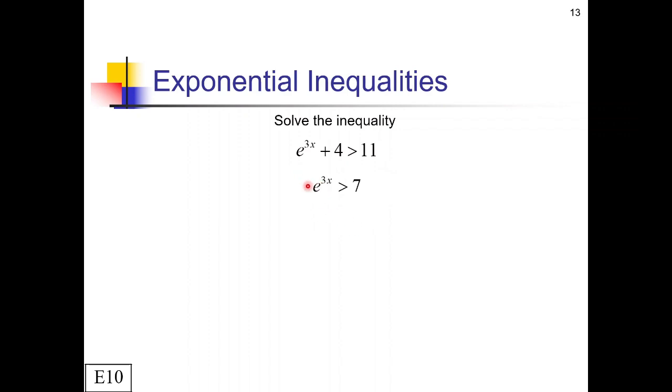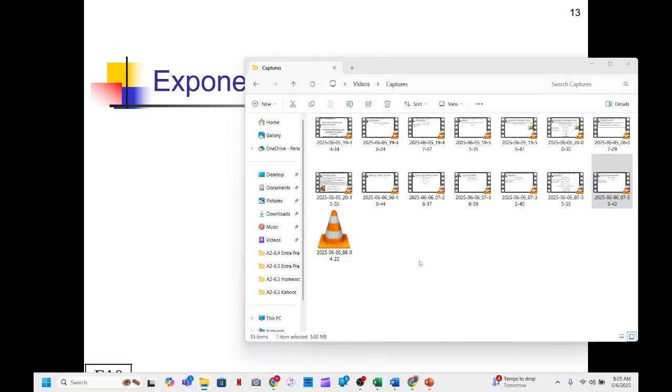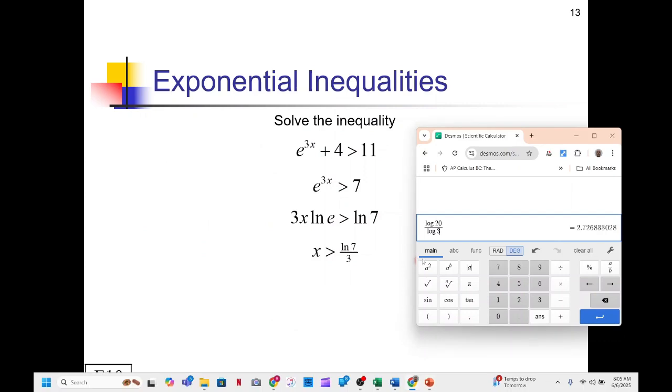And now to undo e, remember ln is the special log that lets us get rid of e, because ln and e cancel out. So taking the ln of both sides, I've got 3x times ln of e, which we know is just 1, greater than ln of 7. And when I divide, I can just divide by 3 here. I have x is greater than ln of 7 over 3. Let me go to Desmos and see what that looks like. So we've got ln of 7 divided by 3, and that's about 0.649.